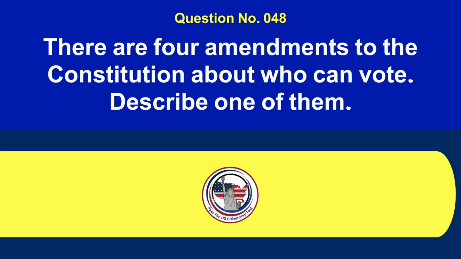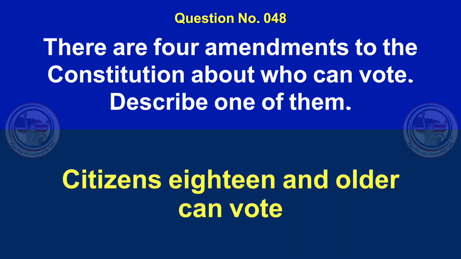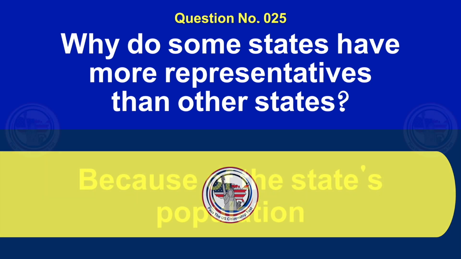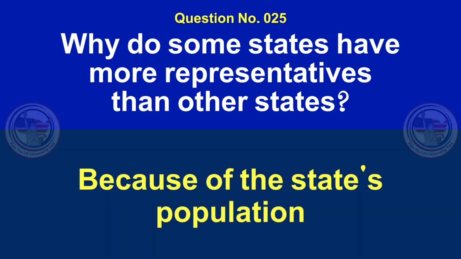There are 4 amendments to the Constitution about who can vote. Describe one of them. Citizens 18 and older can vote. Why do some states have more representatives than other states? Because of the state's population.